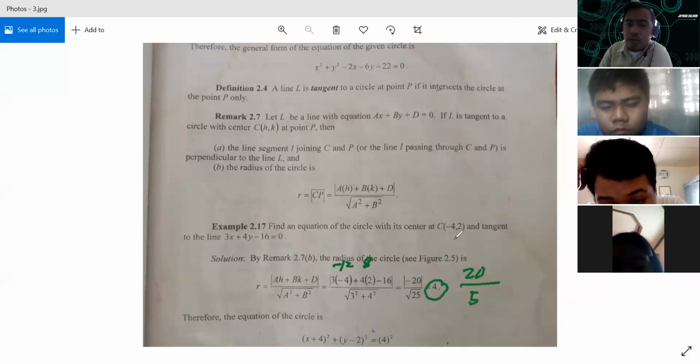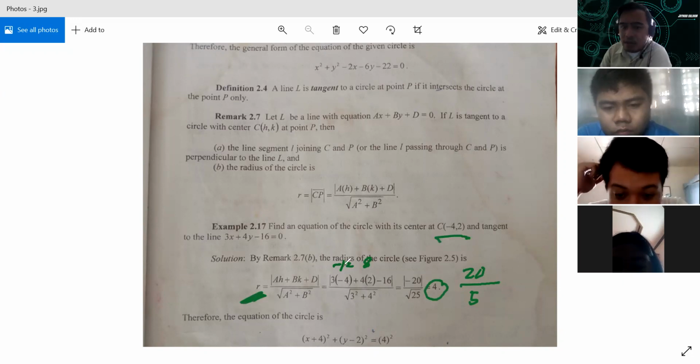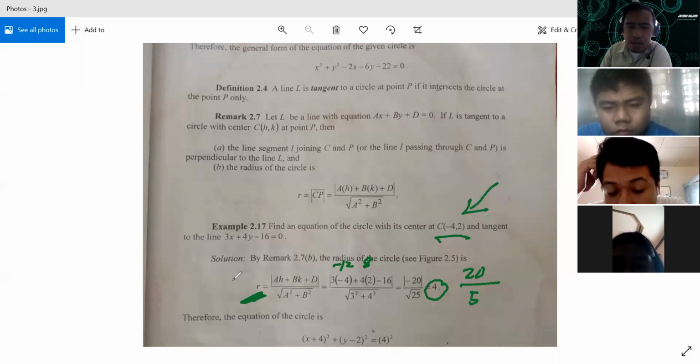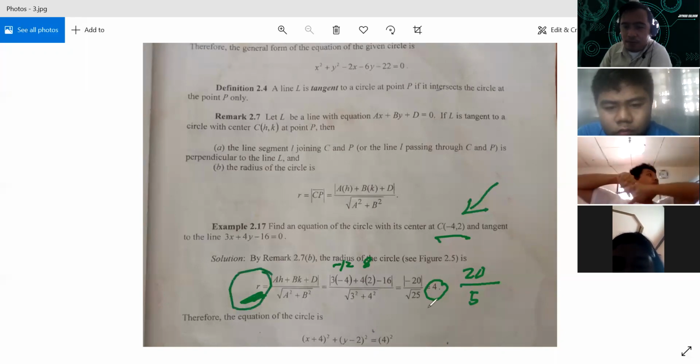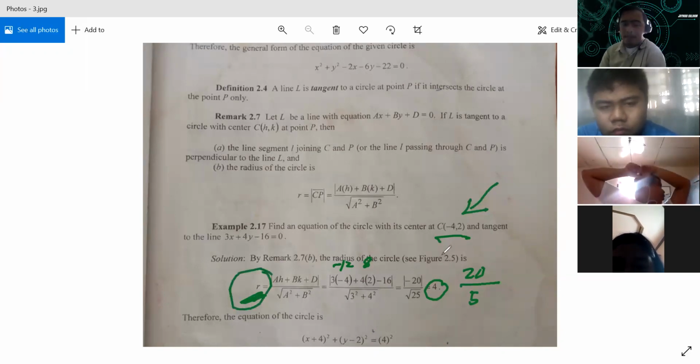So you already have your center. You already have your radius. So you can now give the equation of your circle, right? And I think you know that already. Okay? I'll leave it to you. You already have your center, you already have your radius, then you can find the equation of the circle. Question?